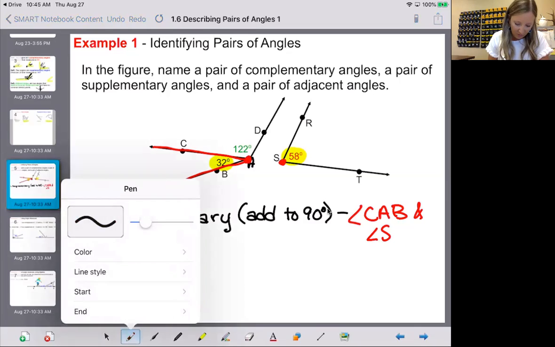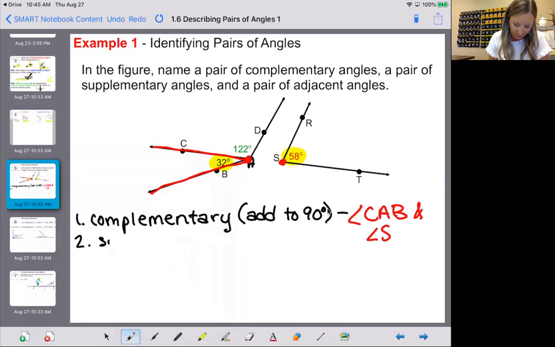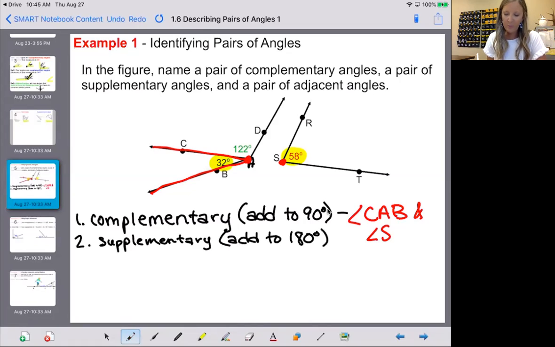Let's move on to supplementary. So be thinking which one of those angles up there is going to add up with another angle to make 180 degrees. So again, we're going to look at the picture above. Let me kind of clean this up a little bit. Which two angles, when you add them, are going to give you 180? So again, I could look here, 122 and 32. If I add those, I get 154. So that's not going to work. But if I add 122 and 58, I get 180 degrees.